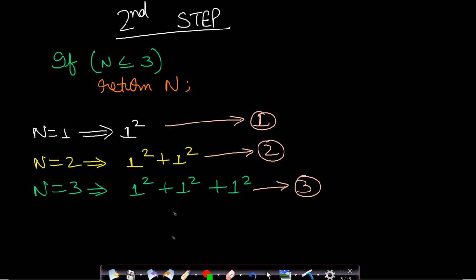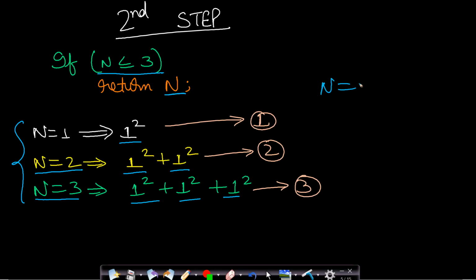Now let us look at the next step. So the next step is, if your n value is less than or equal to 3, then we will simply return n. And why is that? Because if your n value is less than or equal to 3, then there is only one possible split. You can write n equals 1 as the sum of 1 square. You can write n equals 2 as the sum of 1 square plus 1 square, so these are the sum of 2 perfect squares. If you write n equals 3, then this will be a sum of 3 perfect squares. So for n equals 1, 2, 3, you will simply return the n value.